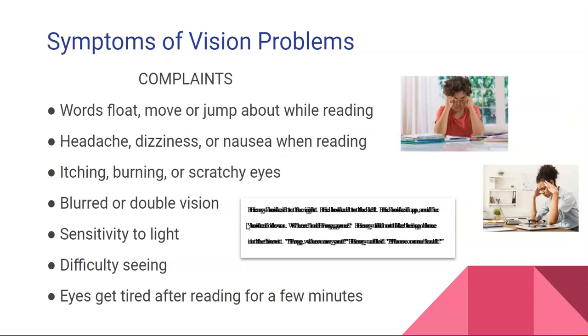In the handbook, it suggests that children may complain about these symptoms, that the words move around. They may complain about being nauseous while reading. Their eyes are burning, blurry, or sensitive to light. Maybe they can't pinpoint it, but they just can't see well, and their eyes get tired. Even if they don't complain, you may see behaviors that are caused by these symptoms.